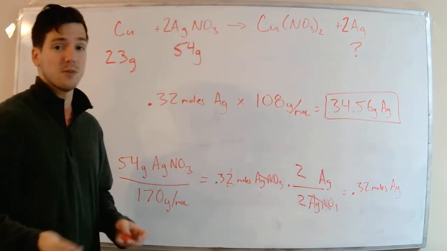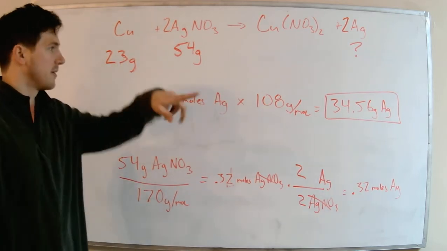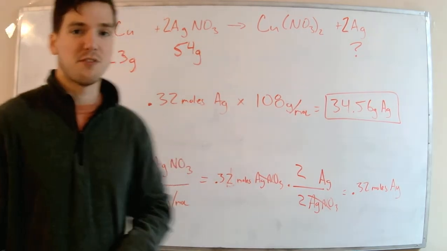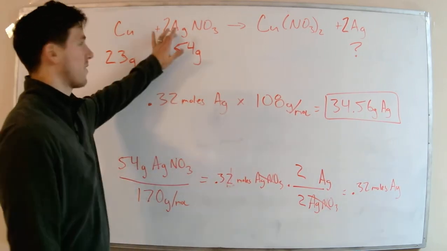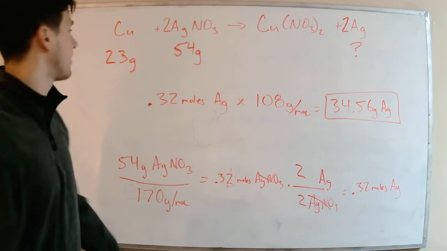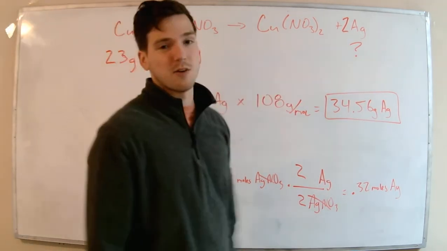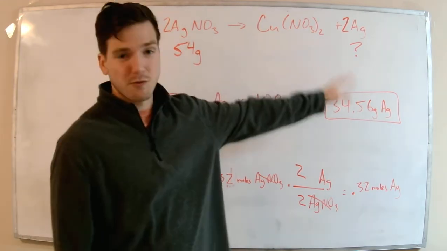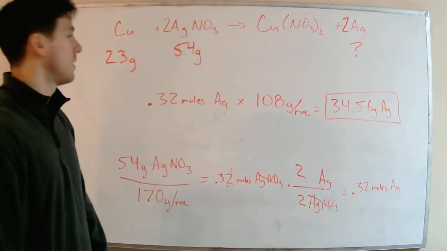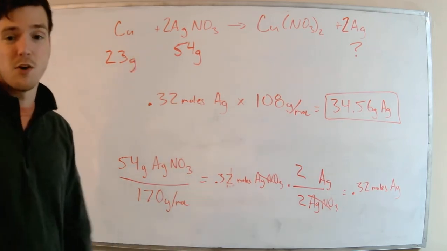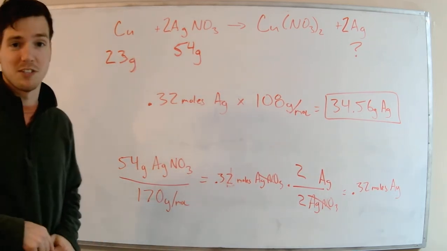Good to know, right? Now you're kind of saying, wait, you turned 23 grams of copper into 34.56 grams of silver. Well, silver nitrate is expensive too. They take into account that there is silver in that silver nitrate, so don't think that you're turning 23 grams of copper into 34 grams of silver for free. There's no way that you can make money on this scheme. Many people have looked into it and can't do it.